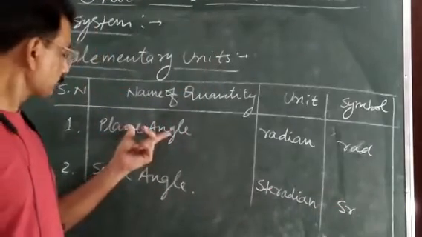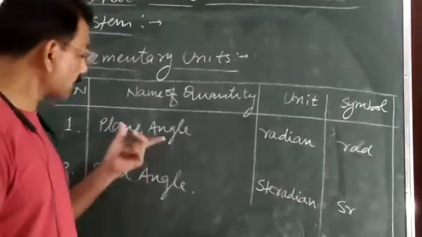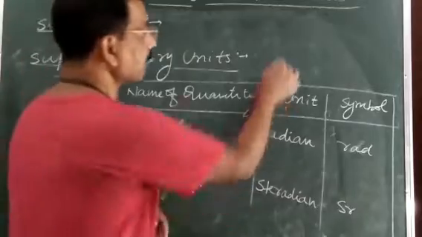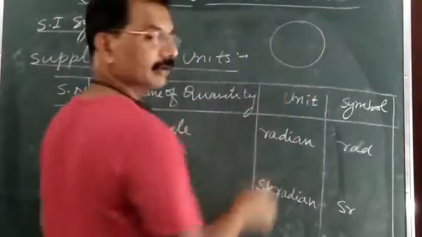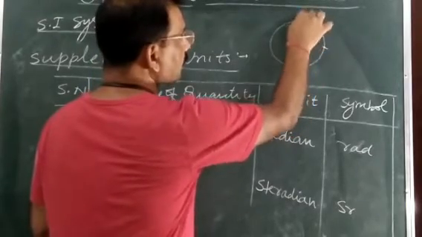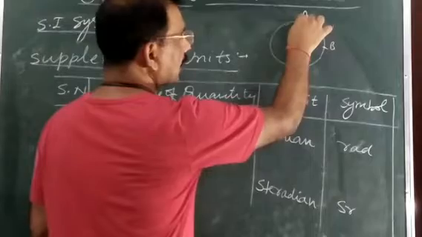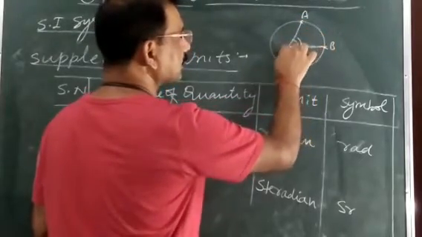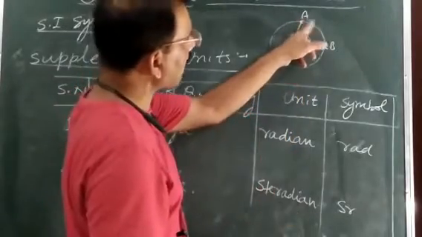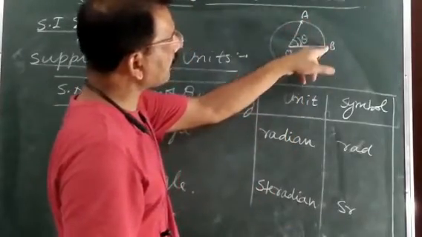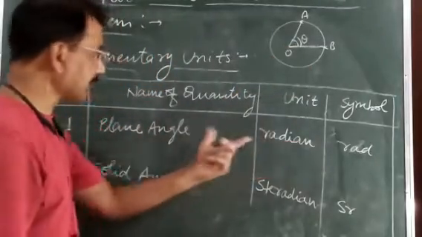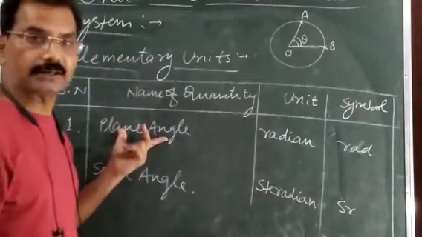Now, a question: what are plane angle and solid angle? Actually, plane angle is the angle which is measured in two dimensions. Like we take a circle, and the angle subtended by any arc of this circle. Suppose AB is an arc of this circle, and the angle subtended by it at the center is theta. This angle subtended by an arc at the center is measured in degree or radian, and this is a plane angle.